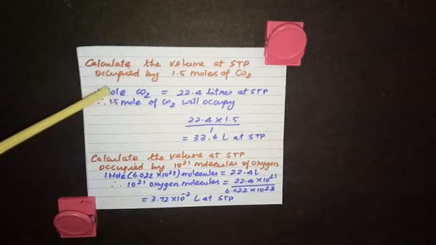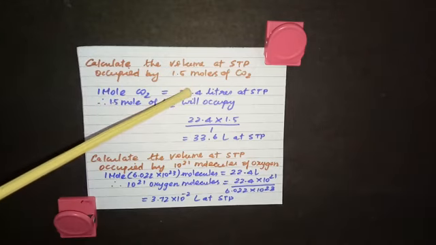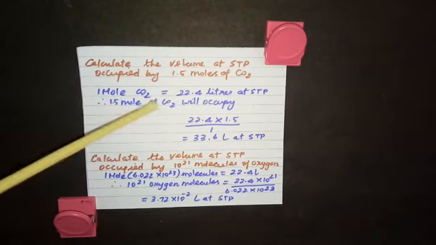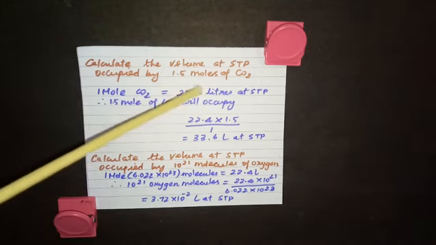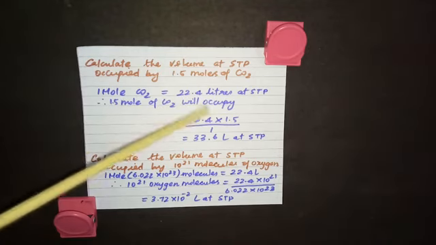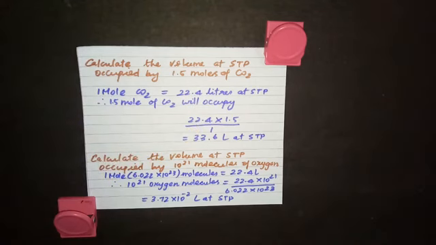So if 1 mole of carbon dioxide occupies 22.4 liters, then 1.5 mole of carbon dioxide will occupy, multiply this, 1.5 into 22.4 divided by 1. So that gives you 33.6 liters at STP.